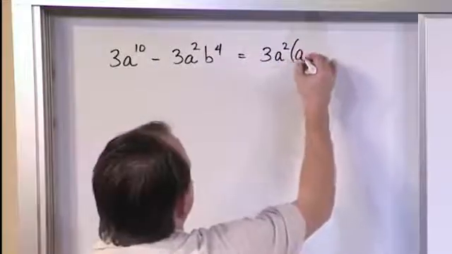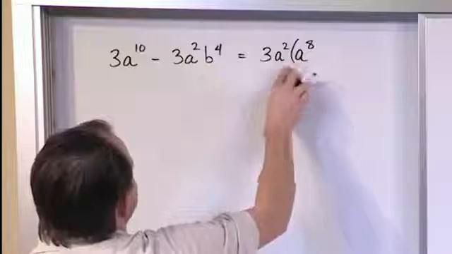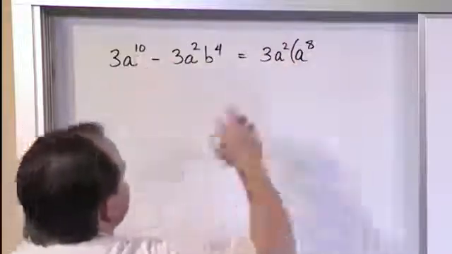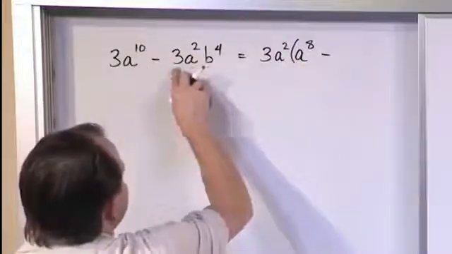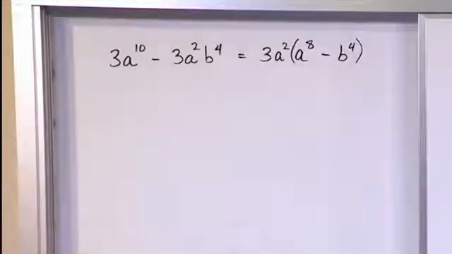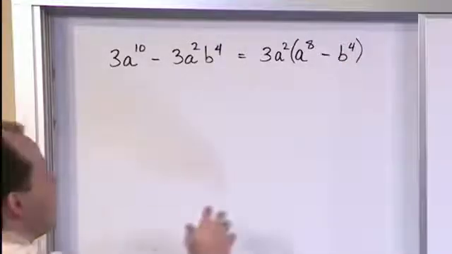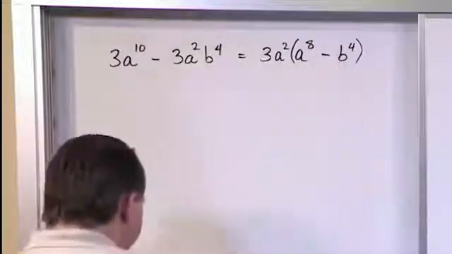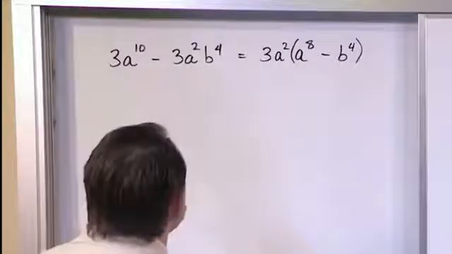Inside, I'm going to have a to the 8th left over, because if you multiply these together, you add the exponents. And over here, since I pulled 3a squared, I'm just going to have b to the 4th, right? Now this suddenly looks pretty good, because I'm pretty sure I can write these as a difference of two squares. In fact, I think we did that a couple of problems ago.